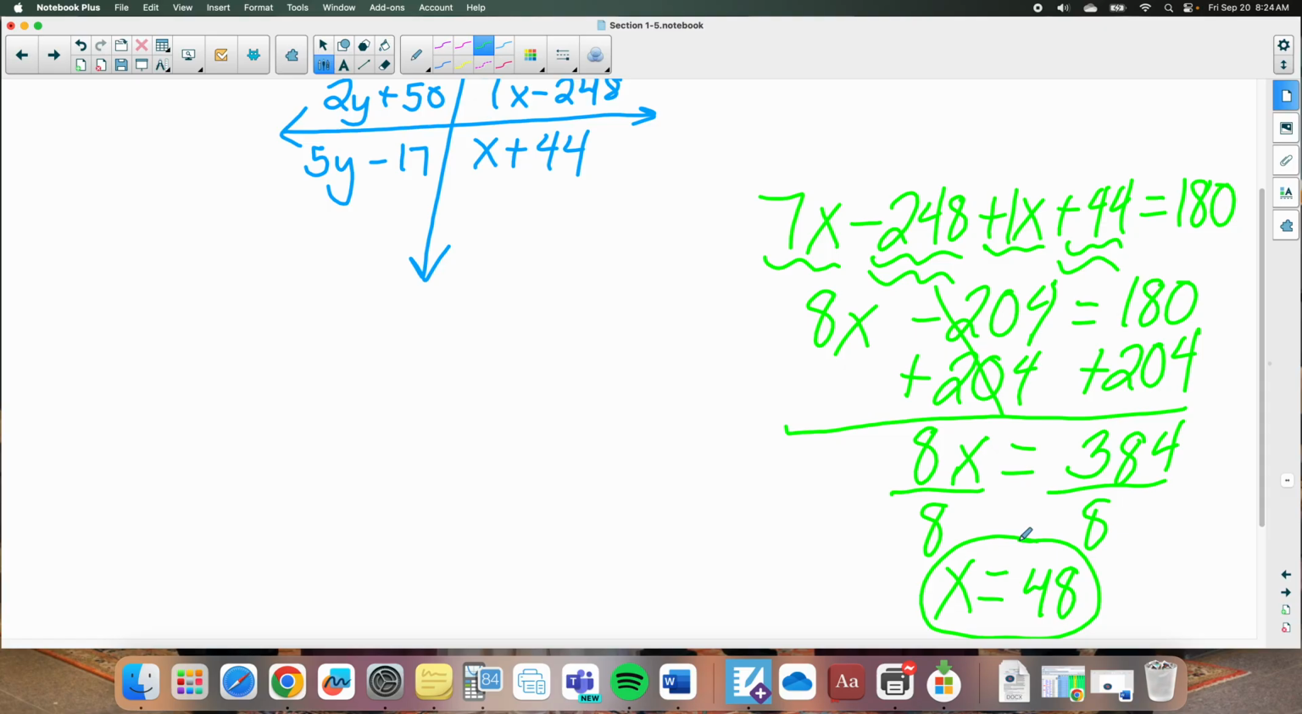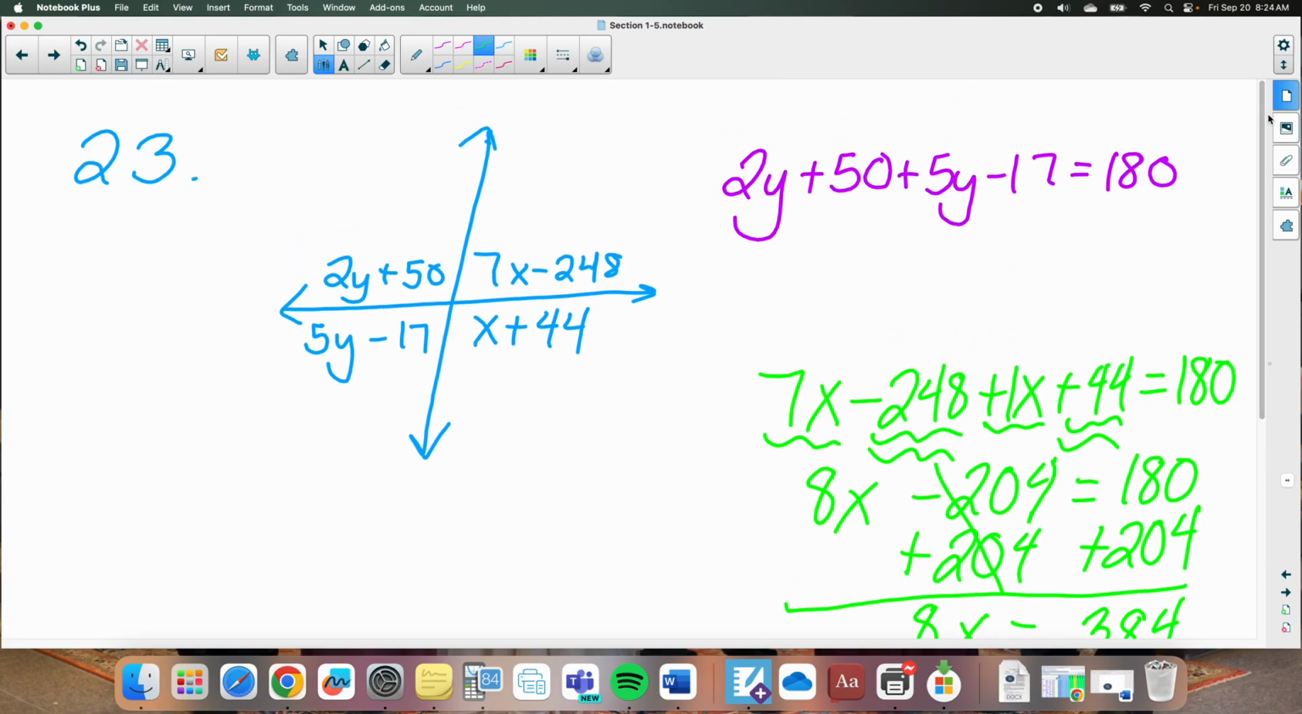Okay. And then the same thing with your y's, you would combine like terms. Does everybody know how to combine like terms on that side? Everybody okay with that? And then you would just solve that for y. What else can I help you with? Yeah. 20, all right.